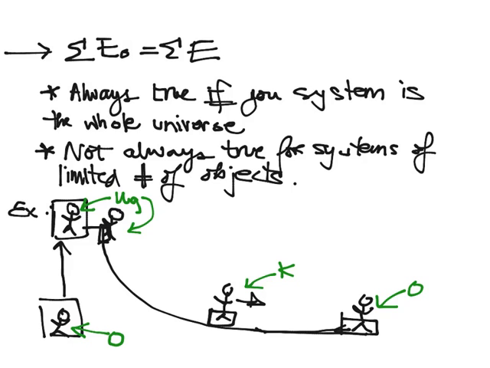So in this situation, energy can't be conserved for this person, because conserved means stays the same, and if you have 0 and then you have something that's not 0, the total amount is not staying the same.